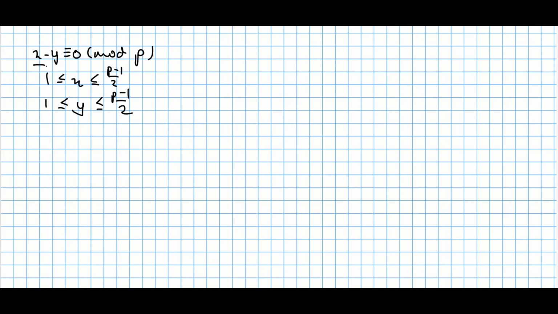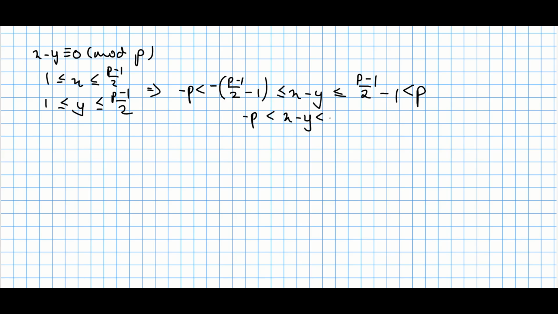So we had x minus y is congruent to 0 modulo p, but furthermore we have the following inequalities. x and y, they are between 1 and (p minus 1) over 2. Those two inequalities imply that x minus y should be less than or equal to (p minus 1) over 2 minus 1 and bigger than or equal to the same number with a minus sign. Now you should notice that this number is strictly less than p, whereas this one is strictly bigger than negative p. So x minus y is squeezed strictly between negative p and p.